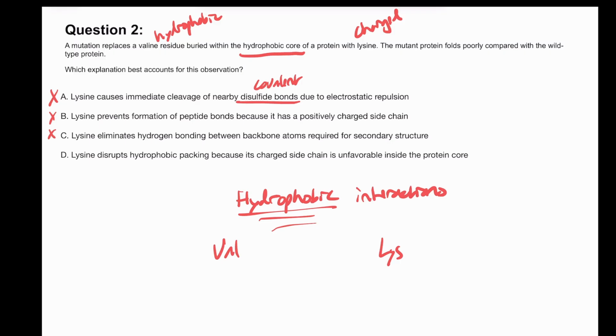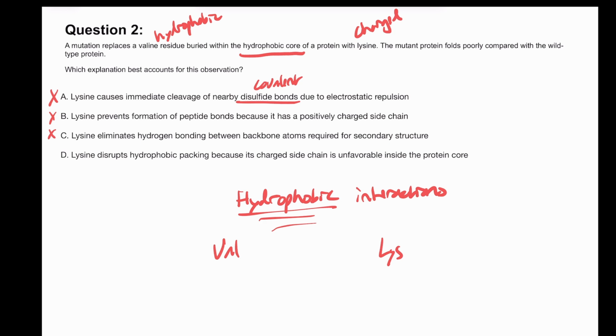And so think about it. You have an environment where everything inside likes to be neutral. It likes to be hydrocarbons, uncharged. And now you're adding a positive charge into that environment. Well, that positive charge isn't going to be stabilized by anything. It's surrounded by stuff that's completely neutral and can't stabilize it. So energetically, it's going to be very unfavorable for it to be in there.